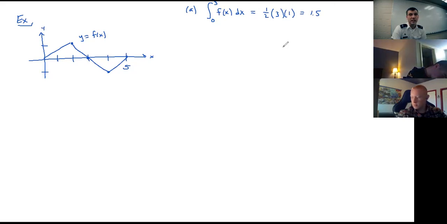Correct, I did not say this was a velocity function per se. We're going to evaluate the definite integral in a unitless fashion, if you will. You okay with that? Okay.